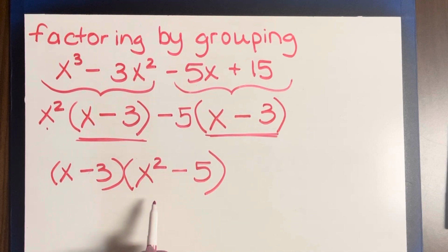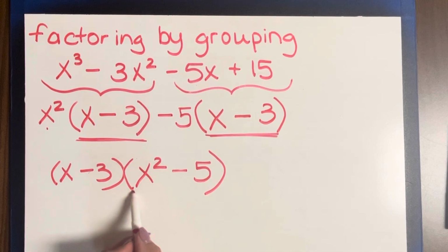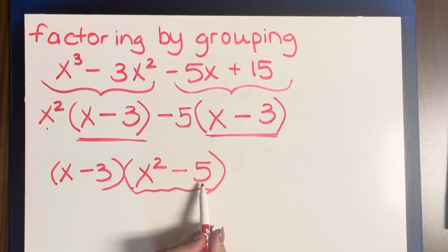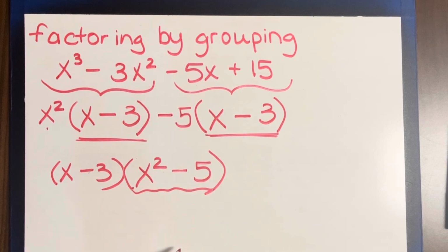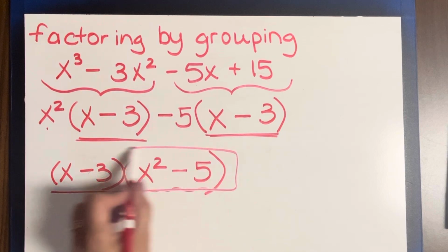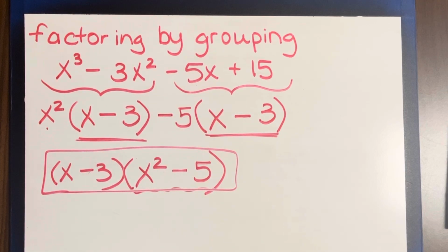So make sure when you are done grouping, this looks a little familiar, like it almost might be a difference of squares, except this 5 is not a perfect square. So if it was a 9 or a 36, we would do this parenthesis one more time as a difference of squares. But when it's not a perfect square, we're going to leave it. And here is our final solution when we were using factoring by grouping.